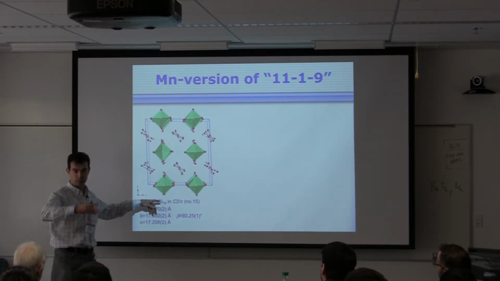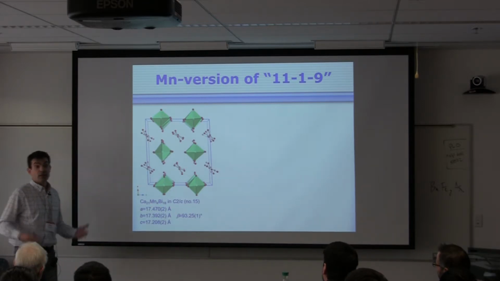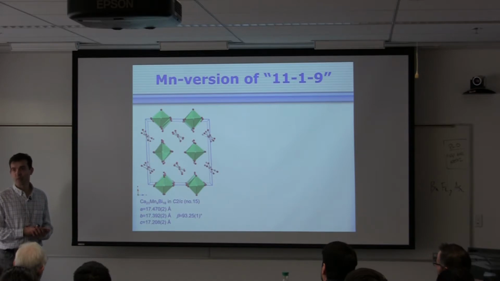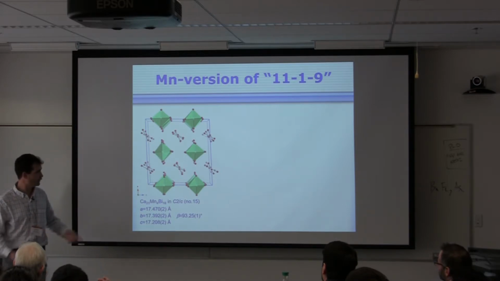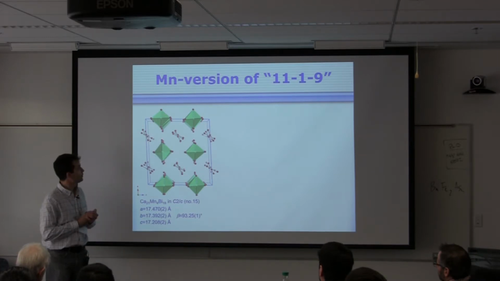We switched from antimony to bismuth, so we used bismuth flux. We made something not quite the same. The formula became even uglier, the symmetry became even lower, and the unit cell became even larger. So what happens here?